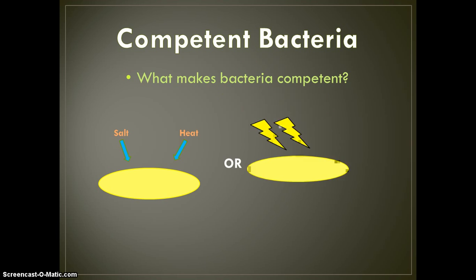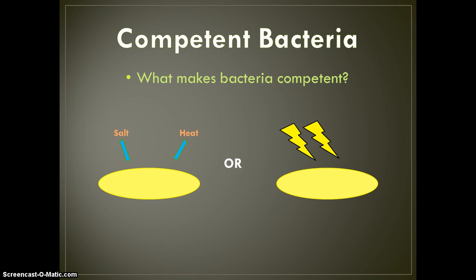Or we make electrocompetent cells by placing the cells in a weak buffer and exposing them to a brief electrical shock. Again, this just creates holes in the bacteria so that the DNA can get in.